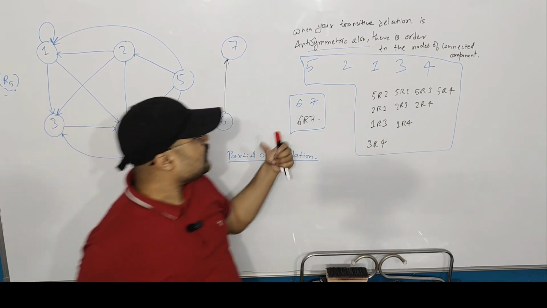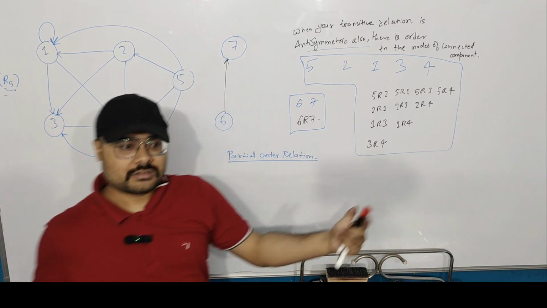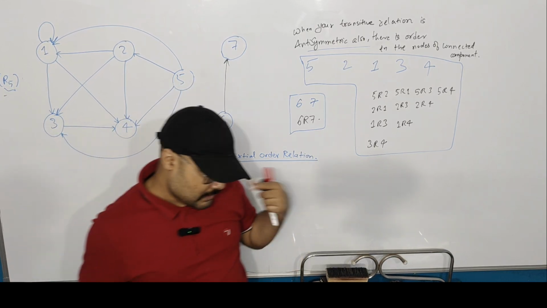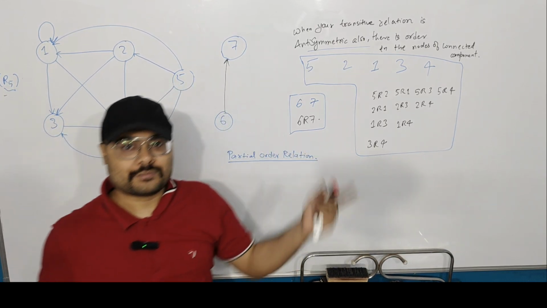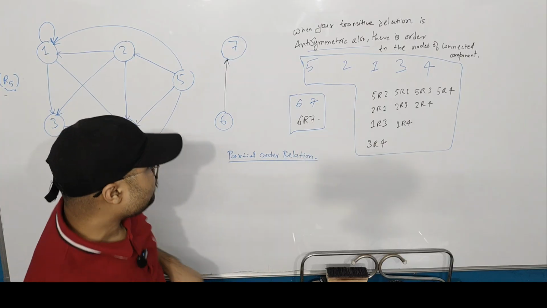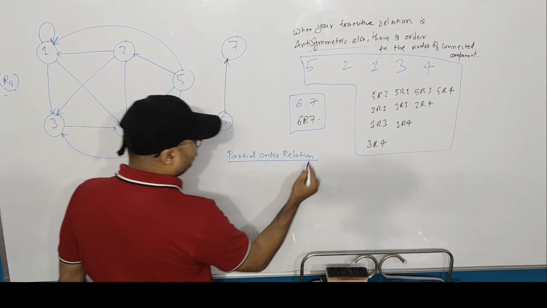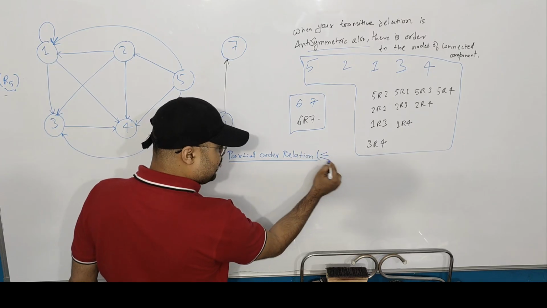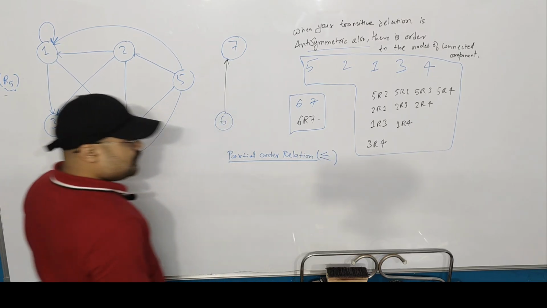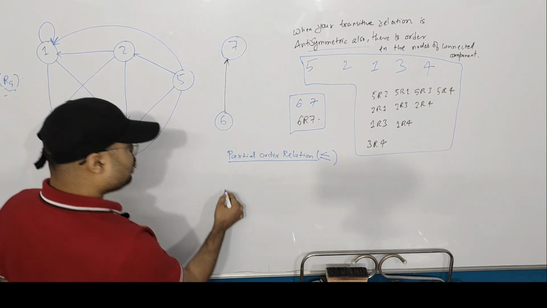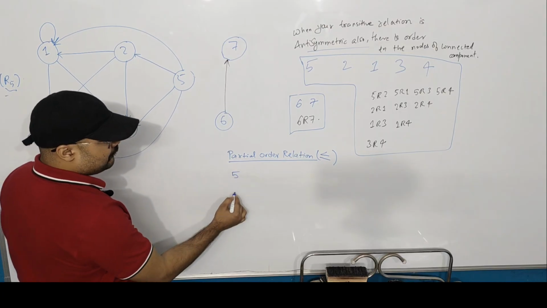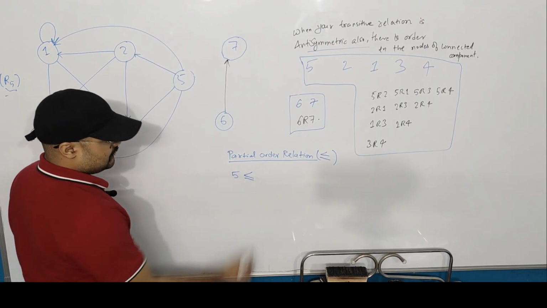And when you add a further condition that my transitive and antisymmetric relation is also reflexive, then you can define a new type of relation which is called partial order, which you can give a symbol like this, which means to say that 5 is something like this.